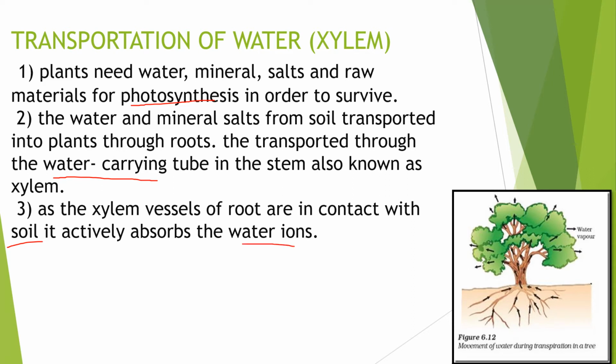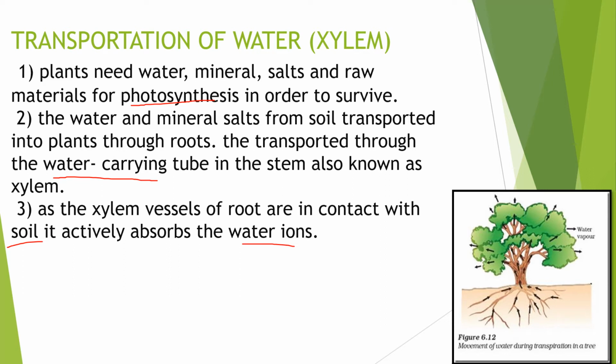Now, when the water reaches all parts of the plant, there is a loss of water taking place, and that loss of water in the form of vapor in all the aerial parts of the plant is known as transpiration. This is known as transpiration, very very important.